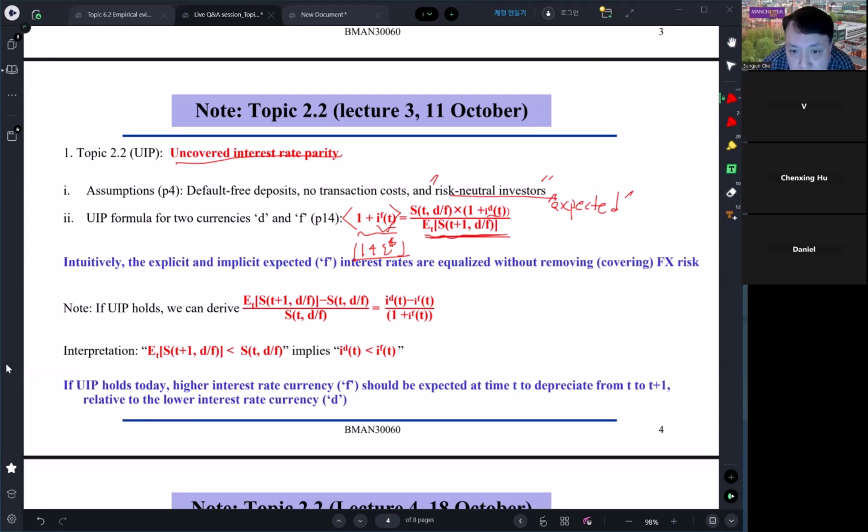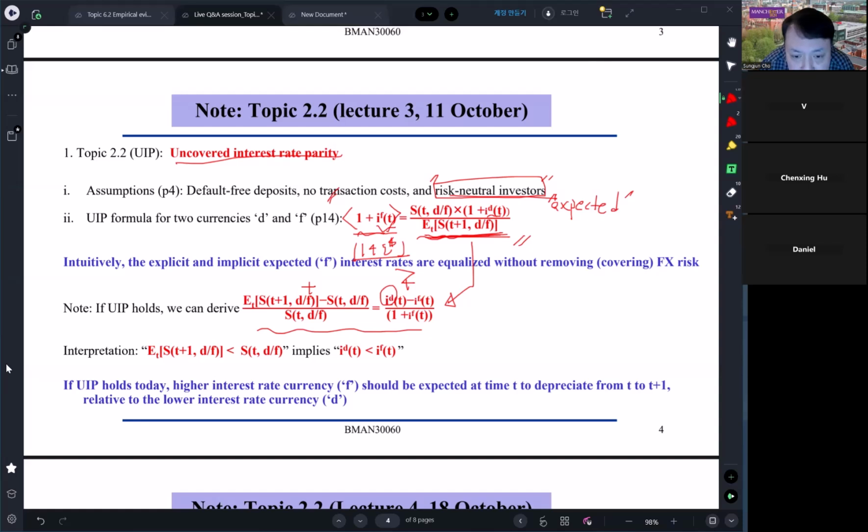Now, because we assume a risk neutral investor, this investor will not ask for any compensation, which means their expected return is just equal to the risk-free rate of return. So this is the UIP. And given UIP, we can derive the following relationship. What this means is, if you see a plus here, that means if the interest rate of currency D is bigger than F, then F should appreciate.